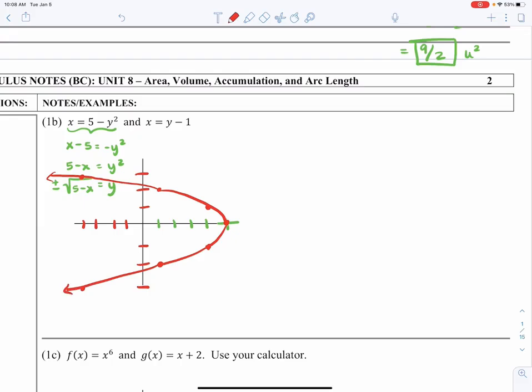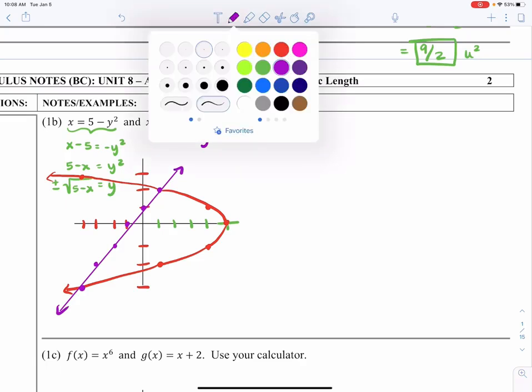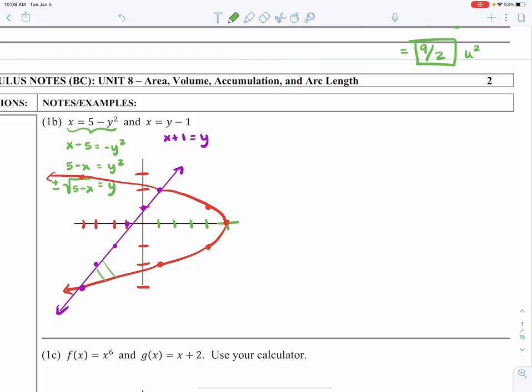Always check. And then my other equation is x equals y minus 1. Add the 1 to this side and you get x plus 1 equals y. So that's just a y-intercept of 1 and a slope of 1. And there's our linear function. Now I want the area that's bounded between them. So we're talking about this area right here.